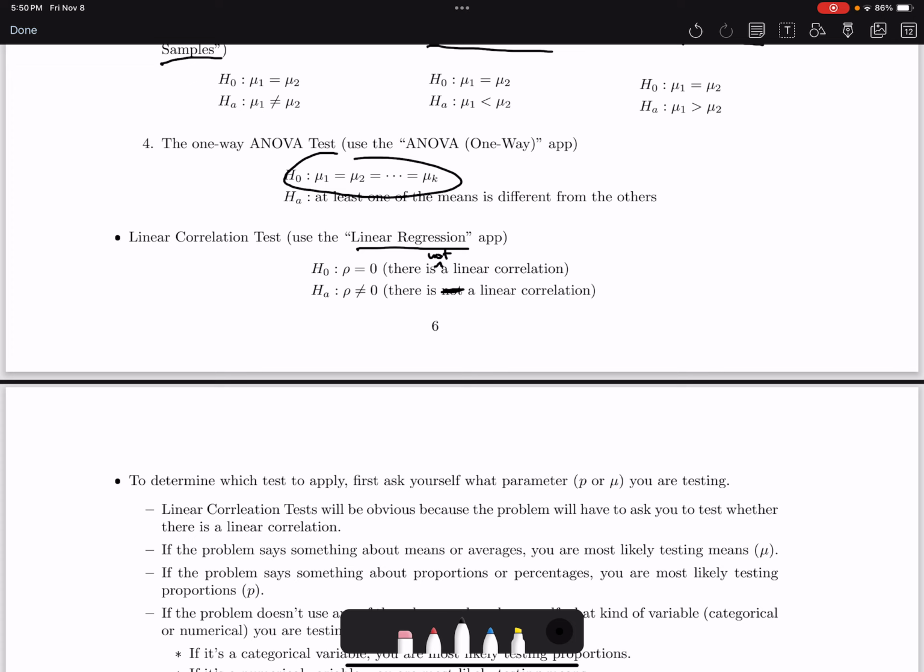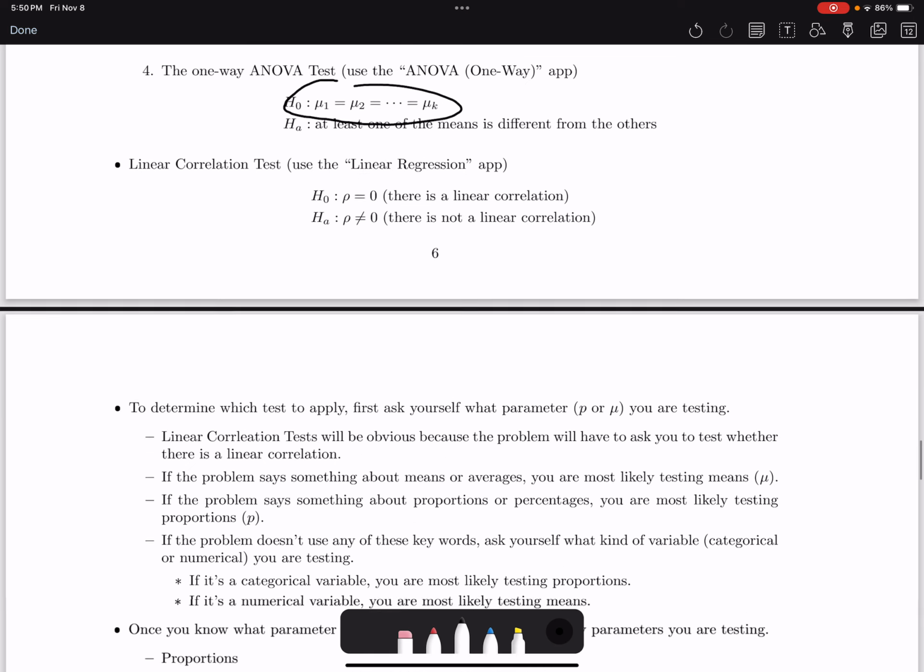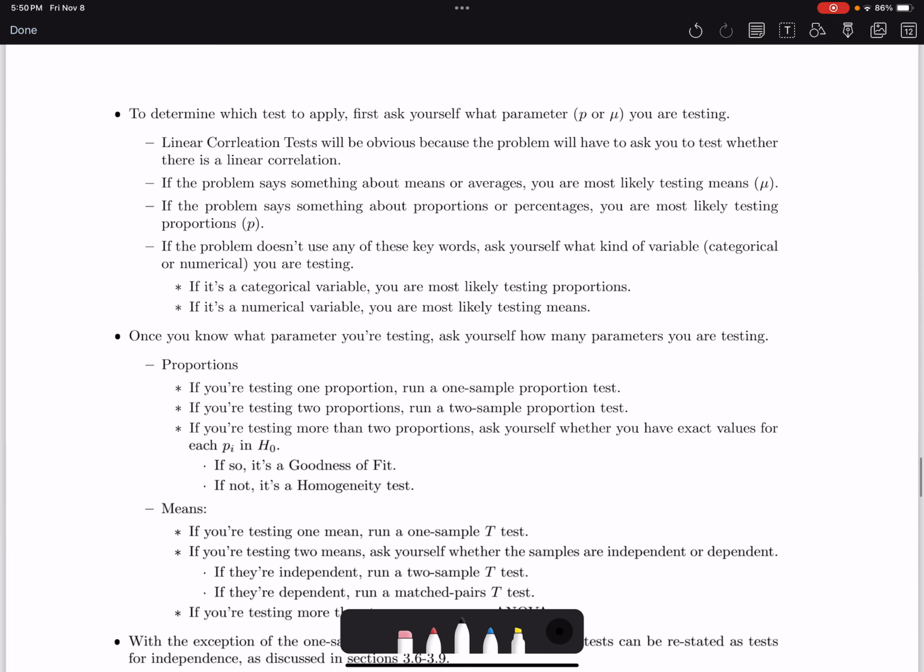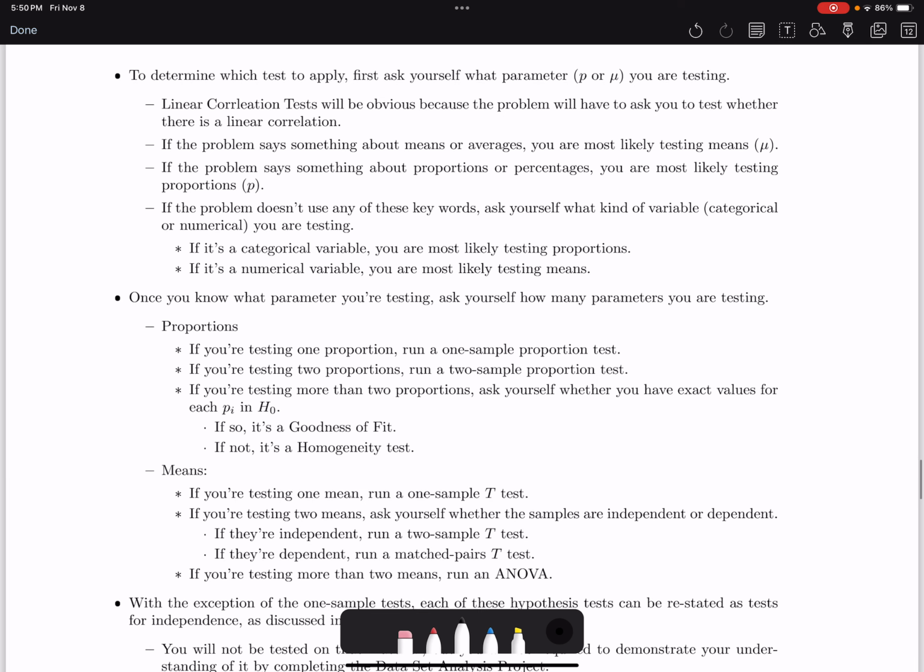Okay, so that's kind of like a basic summary and review of all the hypothesis tests. Again, there were 9 of them in total. If you're confronted with some situation where you're asked to run a hypothesis test and you're trying to decide which test to run, then here are some guidelines for that. Okay, so to determine which test to run, the very first question you should ask yourself is, what parameter am I testing? And there are 2 options.